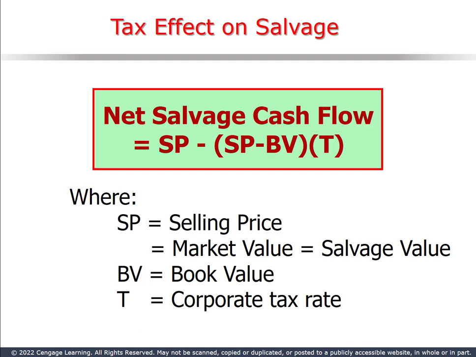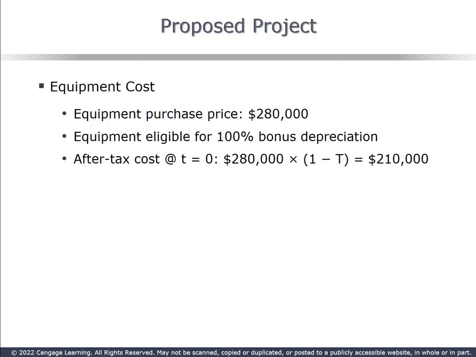If the selling price is less than book value, you recover tax on the loss. Let's walk through a sample proposed project and see how all the pieces fit together. First, the given data. Equipment needed will cost $280,000. Cost to ship and install is included. This is where the $280,000 depreciable basis came from.